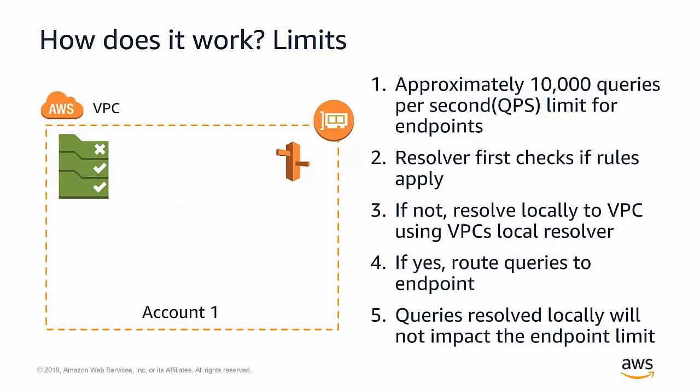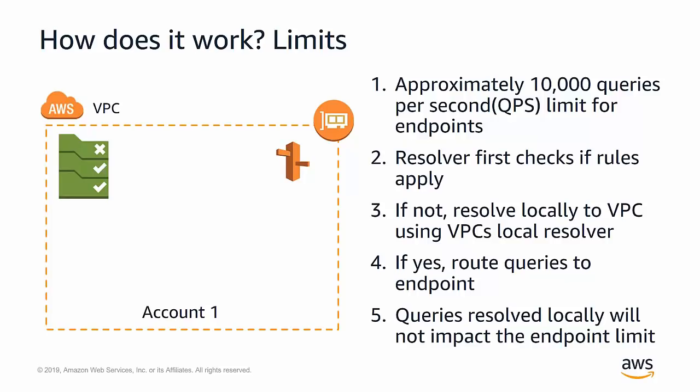And so another bit of how does it work is limits. So we see this question a lot from customers. As far as the endpoint is concerned, it has a limit of about 10,000 queries per second through each ENI. So an endpoint that has a single Elastic Network Interface can accept 10,000 queries at one time. So you can up that limit by provisioning more than one ENI and attaching it to your VPC.